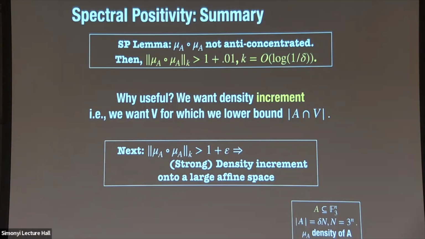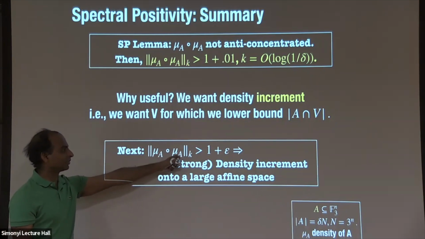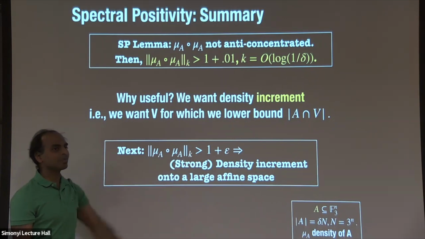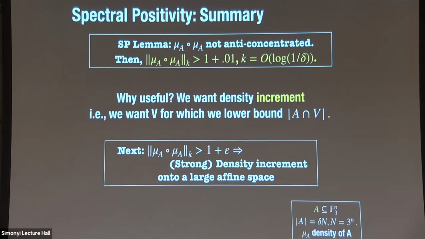Okay, so the next step would be to say that if a difference convolution with itself has high K norm, let's say 1 plus epsilon, think of epsilon as some small constant like 0.01, then we're going to show that you get density increment onto a large affine space. Okay.